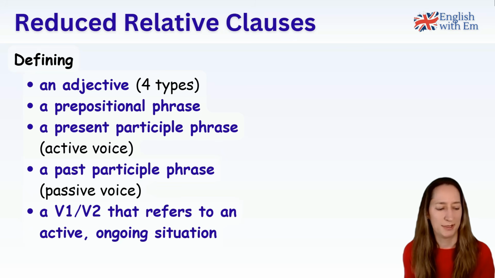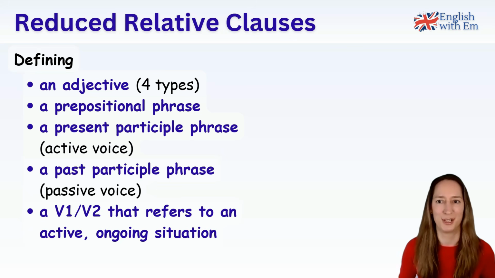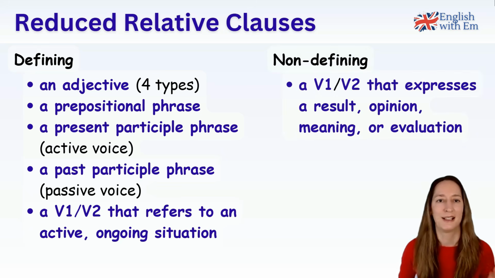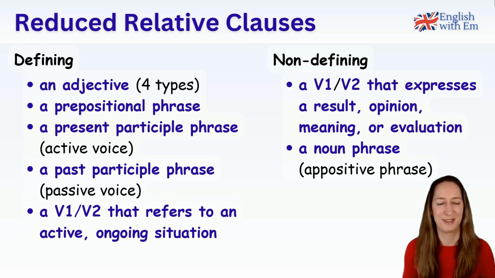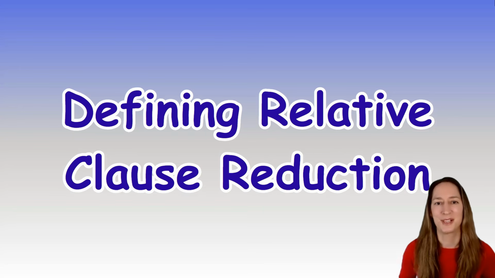Now, some people say that you cannot reduce non-defining relative clauses, but that is not true. There are 2 types which you can reduce. So let's take a look. A verb 1 or a verb 2 that expresses a result, opinion, meaning, or evaluation. And a noun phrase, also called an appositive phrase. Now, these non-defining types are the ones that are really, really common in academic writing. So this is really important stuff. We're going to start by talking about defining relative clause reduction.